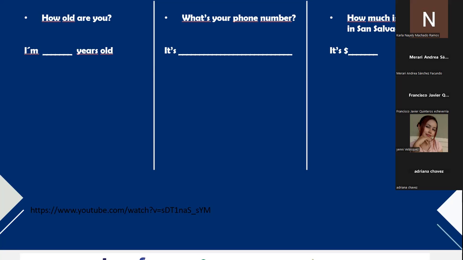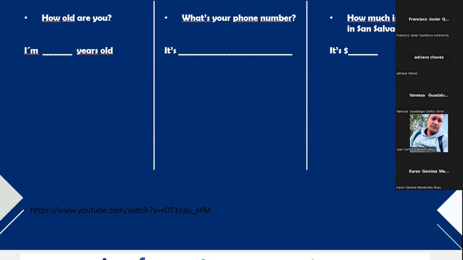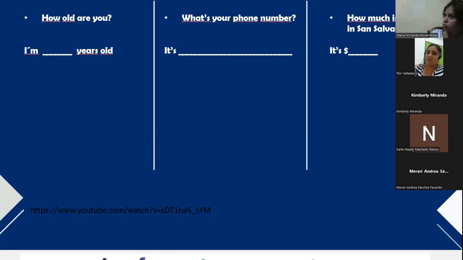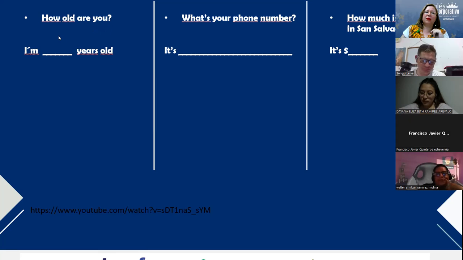All right, and Jenny, how old are you? I am 22 years old. All right, very good. Let's say, Francisco Javier, how old are you? I am 22 years old. Okay, great. Now, everybody, I want to hear you saying this question, okay? How old are you? Everybody, please. How old are you? Okay, I will say some names, okay?